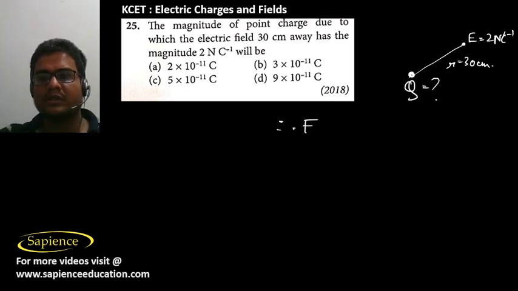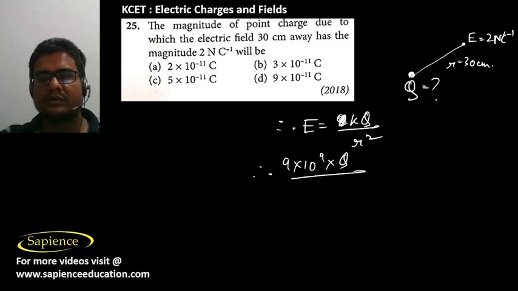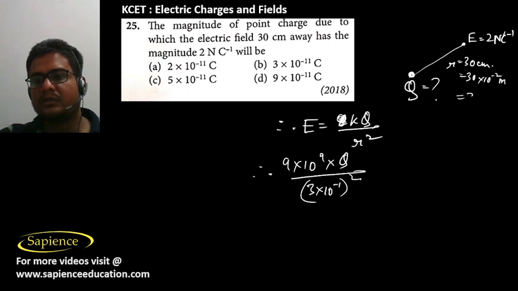Therefore we know that the electric field due to a point charge at a distance R from the point is given by E = kq by R square. Therefore we can say 9 into 10 power 9 times q by R square, where R is 30 into 10 power minus 2 meter.